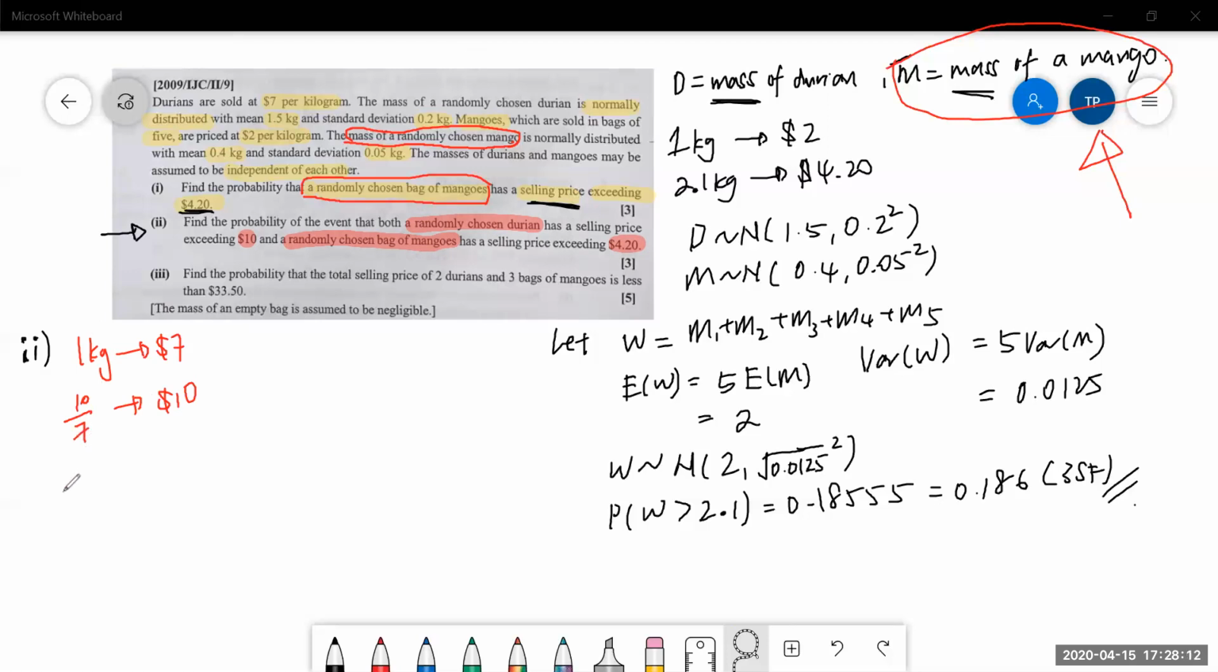Huh? Not 7 over 10. Oops, my bad. Correct or not? No, it is. No, my bad. It's 10 over 7. Correct, right? Okay. Yeah. Sorry.